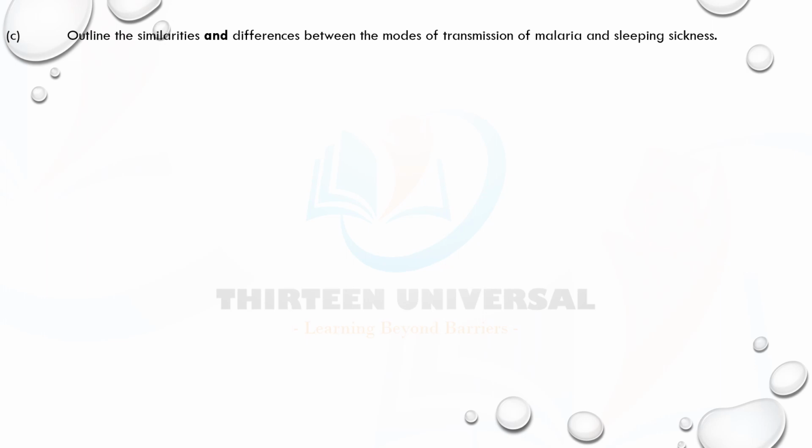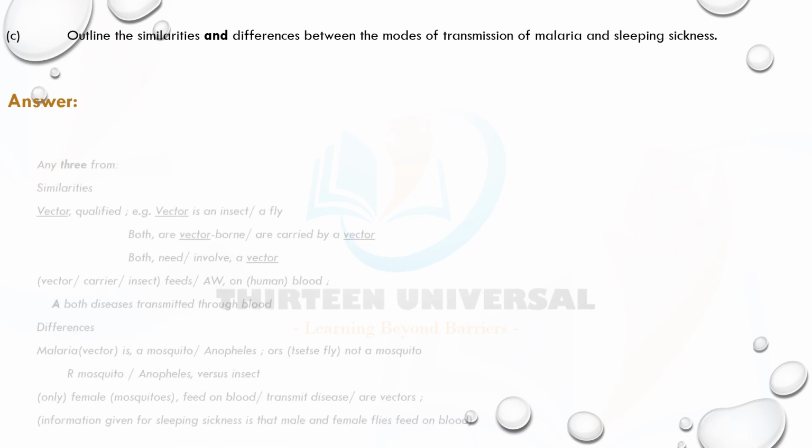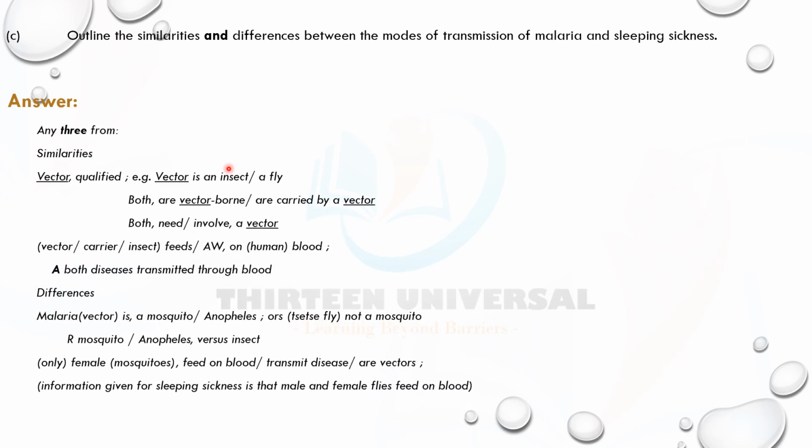Outline the similarities and differences between the modes of transmission of malaria and sleeping sickness. So pause the video: what are the similarities between them? Both of them are transmitted by a vector. One is a fly, one is a female Anopheles mosquito. Both feed on human blood, but the difference is that the fly involves male and female, and malaria involves only the female Anopheles mosquito.